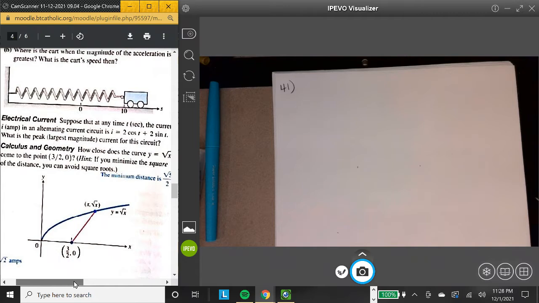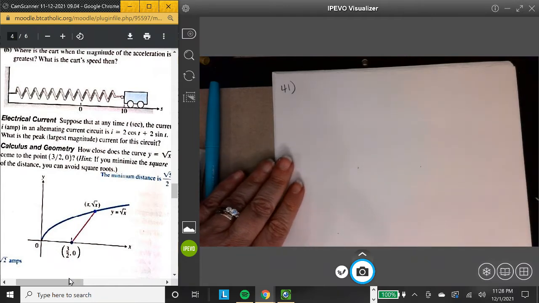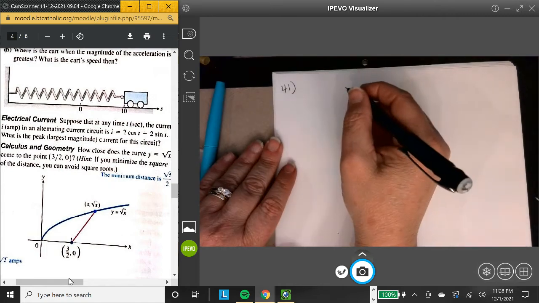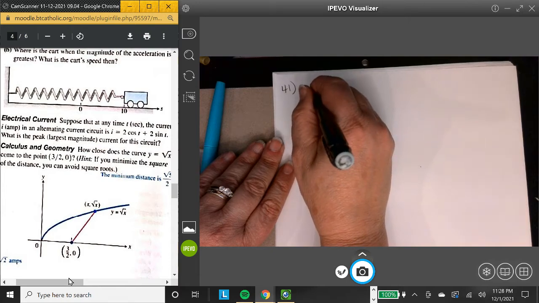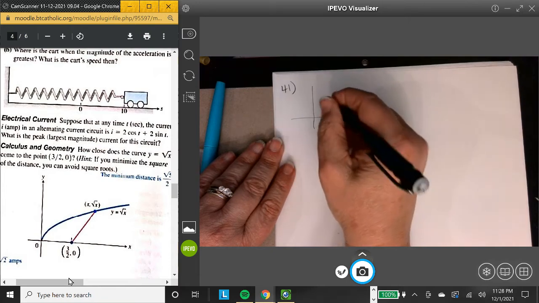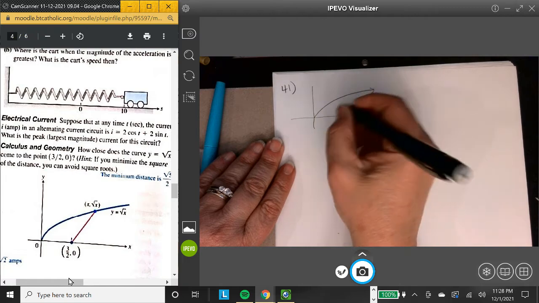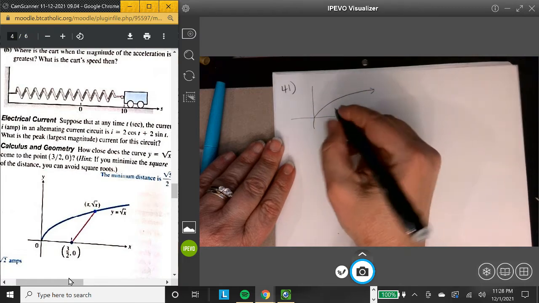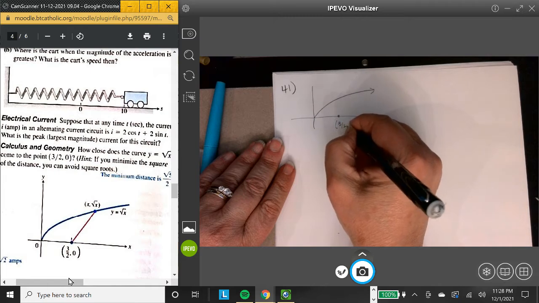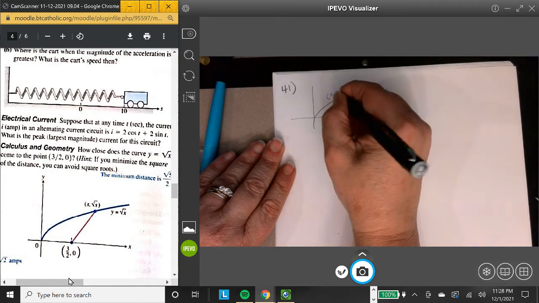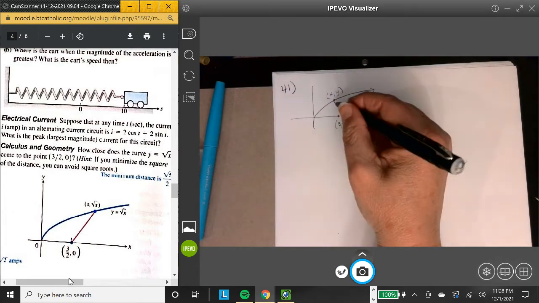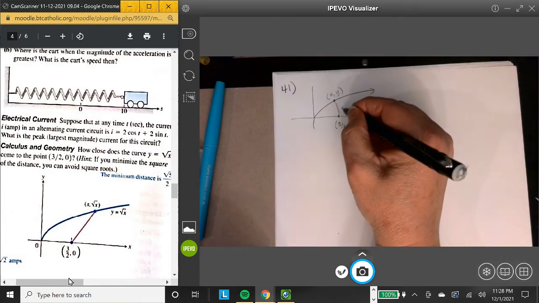Calculus and geometry. How close does the curve y equals the square root of x come to the point 3/2, 0? Okay, so I have a curve here, square root of x, and I want to know the closest point on that curve xy to this number here. So I'm minimizing distance again, right?